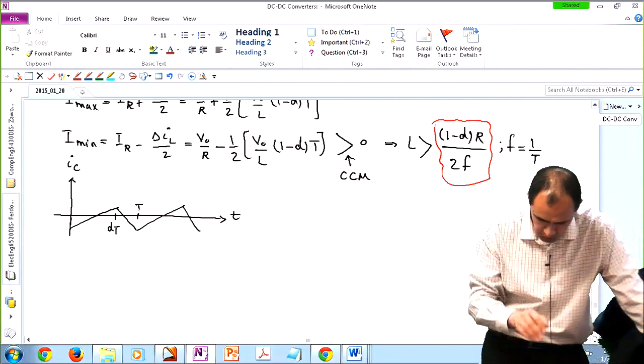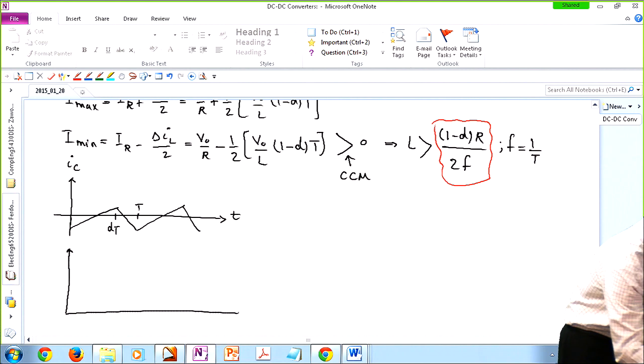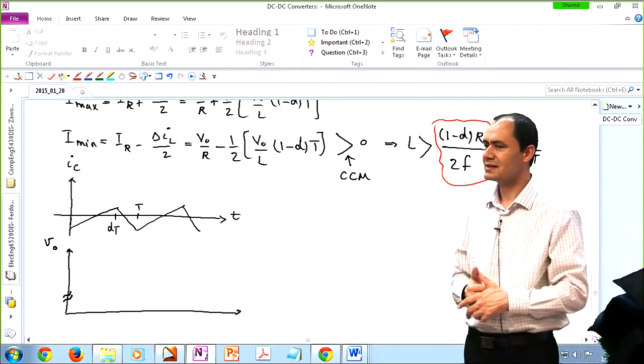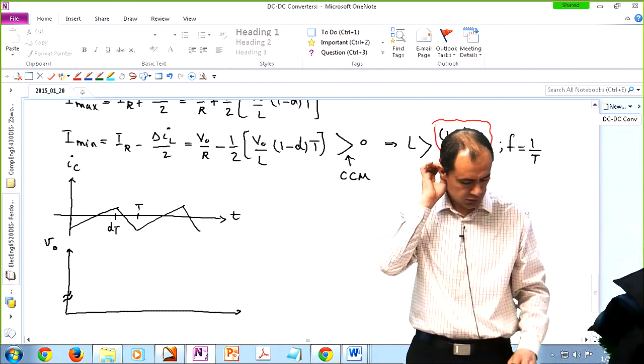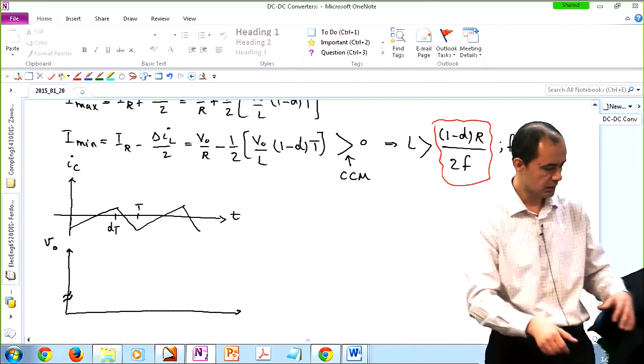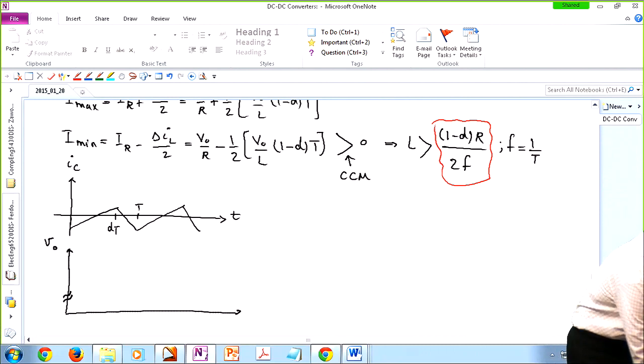And then let me draw also the output voltage. All right. First of all, remember the output voltage is almost a DC signal. So if you look at it on an oscilloscope and if you don't zoom in, you almost see it like a flat line. It's almost a DC signal. But if you really zoom in on the AC part, you see some sort of a ripple. Or when you do simulation, you can easily look at that ripple.